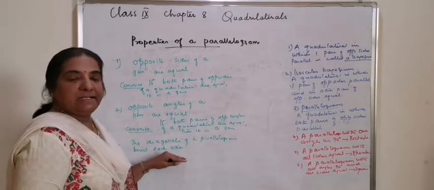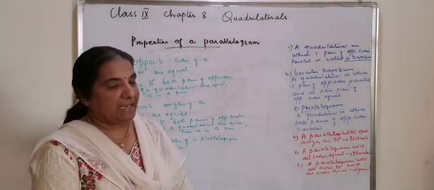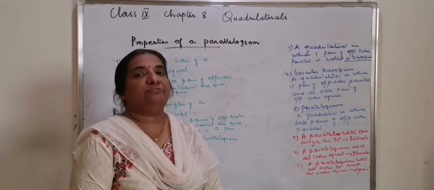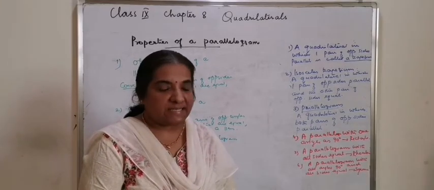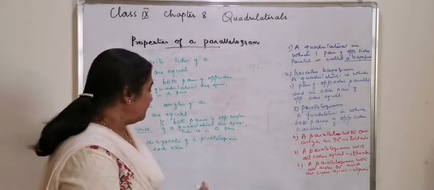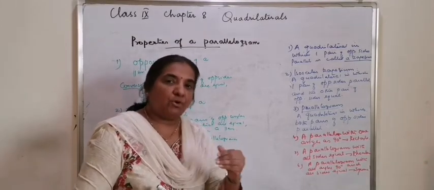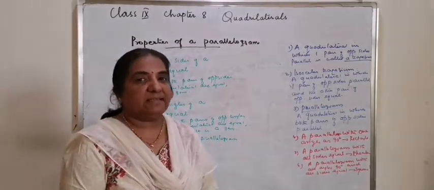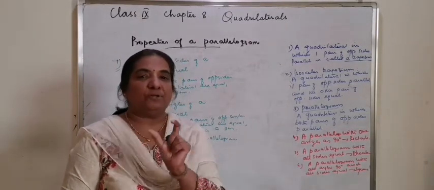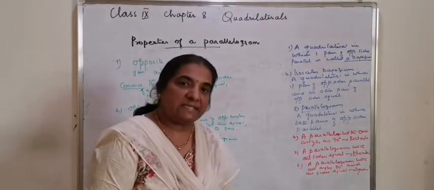And the diagonals of a parallelogram bisect each other. This can be proved by an activity method. You can consider parallelograms with different lengths for the pairs of opposite sides which are parallel, and if you measure the lengths AO, OC, BO and OD, we can see that the diagonals bisect each other. That is, the length of AO and OC remains the same. The length of BO and OD also remains the same.